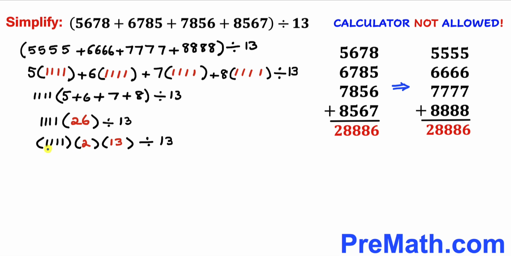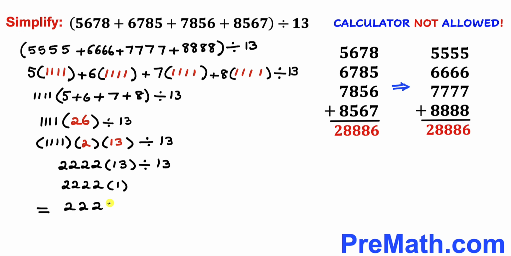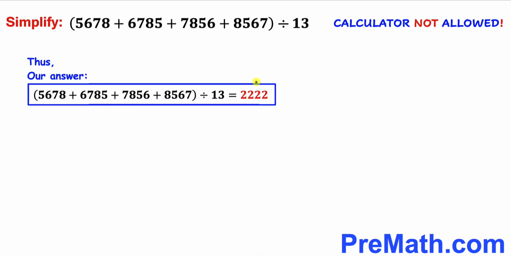Now 1111 times 2 is going to give us 2,222, as you can see in this next step. And 13 divided by 13 is going to give us simply 1. So we conclude that this whole given expression simplifies to 2,222, and that's our answer. After all the calculations and manipulations, our simplified answer turns out to be 2222. And that's our final answer.